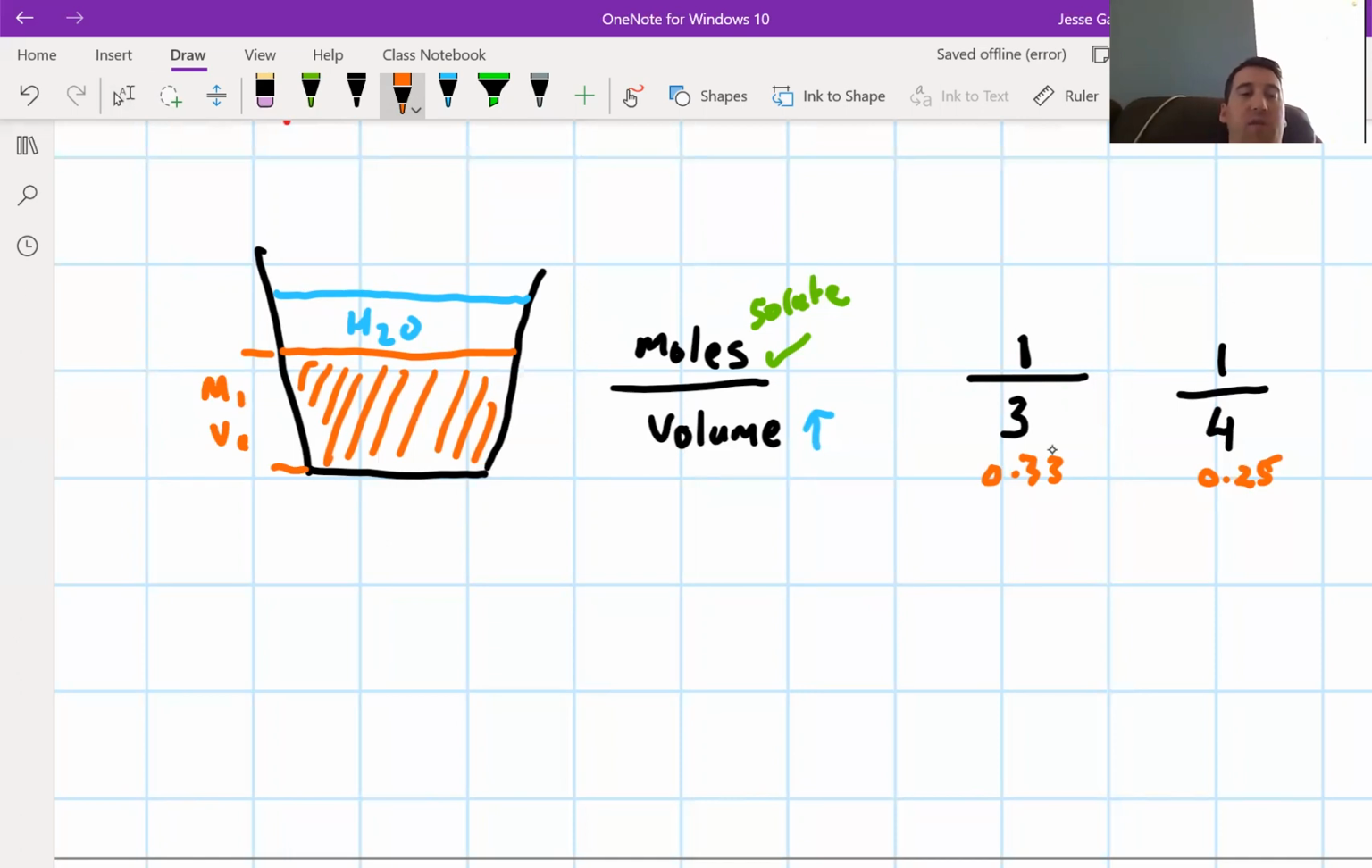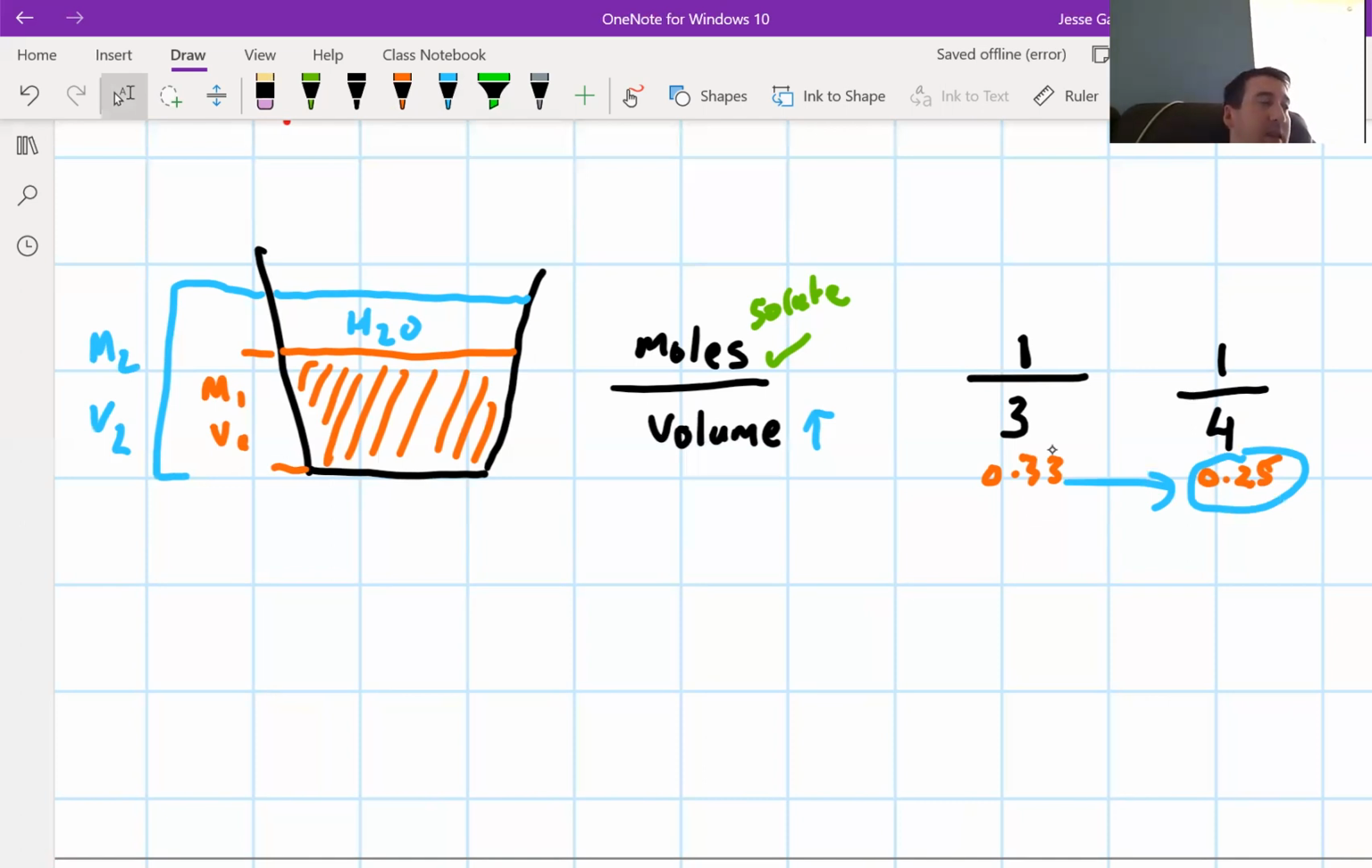Now, of course, what we've done when we add the water is we've made a new solution. So in blue here, we now have an M2. We have a new concentration. And usually we know that that's going to go down, just like it did here, because we've added extra water. But we also have a new volume. We have V2. By adding more water, we've made the volume change as well.